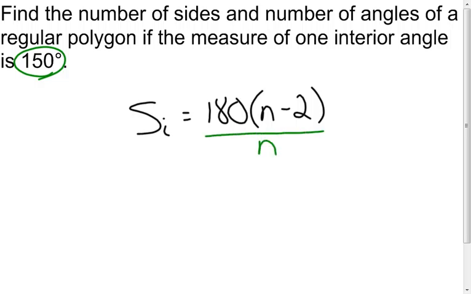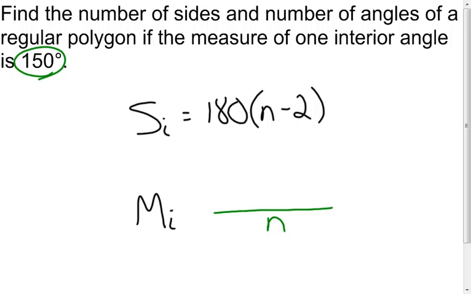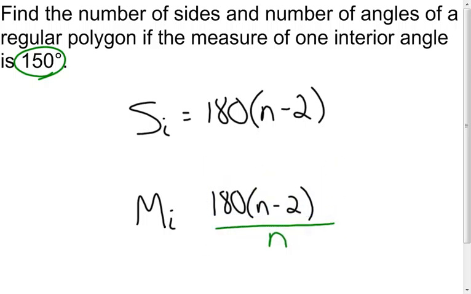Excuse me, I should fix this a little bit. Here was the sum. Now if I want the measure of just one interior angle, I'm going to change it a little bit. Then, like I said, we can take this. Here's the sum of all of them. If I want the measure of just one, I got to divide by however many I have, which is n. And then I can solve my equation.